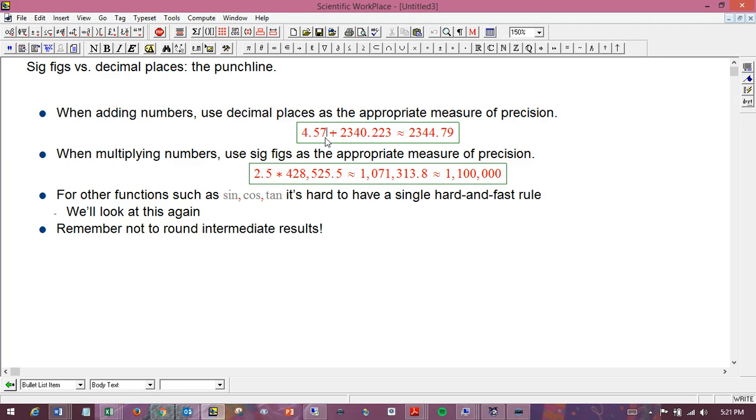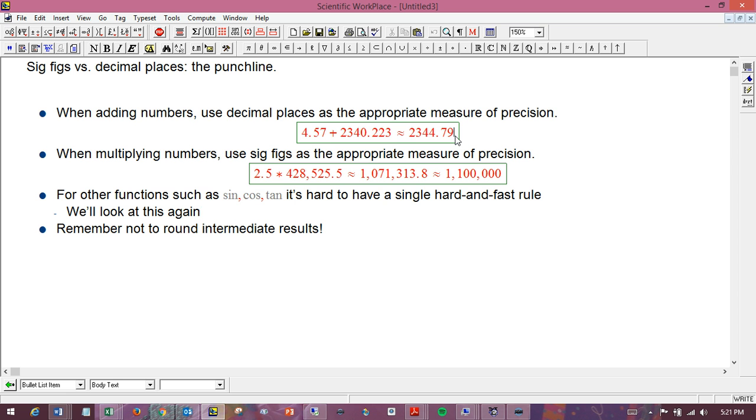Suppose I have some quantity that's measured as 4.5 and reported as 4.57. That should mean it's between 4.565 and 4.575, roughly, with some degree of confidence. Plus 2340.223, which is reported with one more decimal place. We have more confidence, less error, in that one. But you always have to go with the bigger source of error, two decimal places. We're going to add those and report it to just two decimal places.